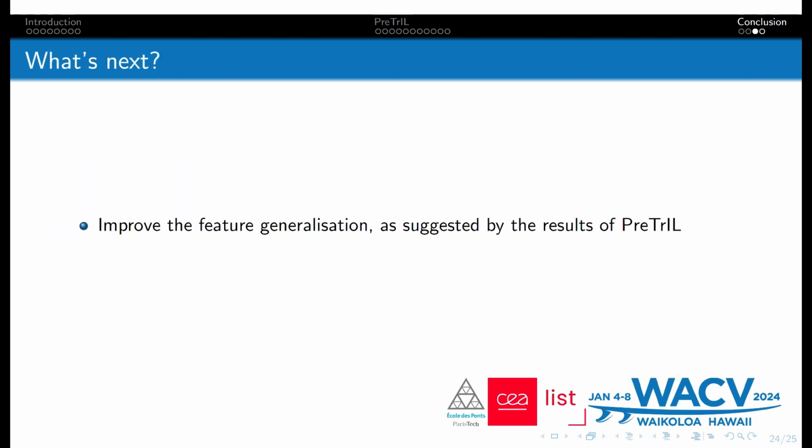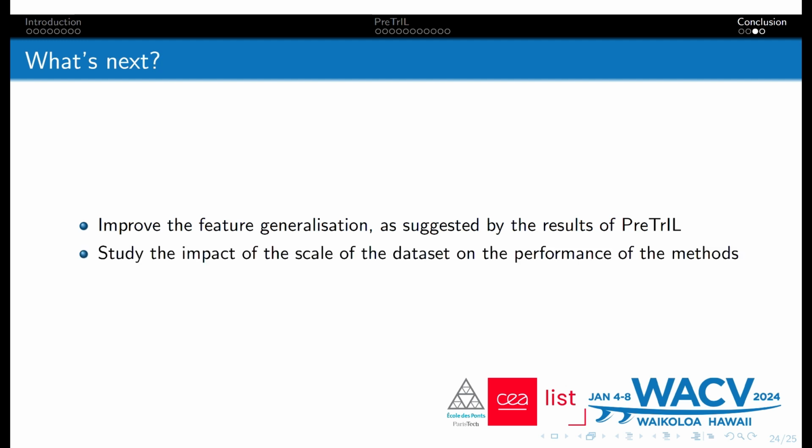What's next? We have seen that we could improve the feature generalization. Also, we can try to scale up this study in order to study the impact of the scale of the dataset on the performance of the method.